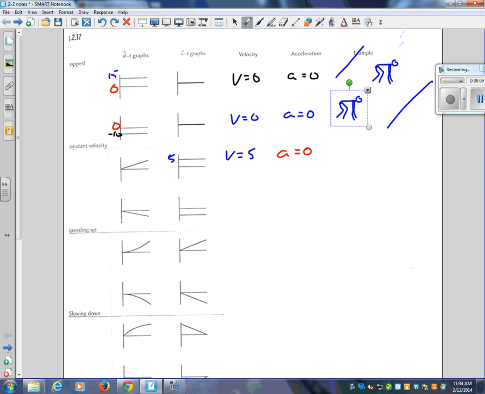What is our sprinter doing? Running at a constant speed.